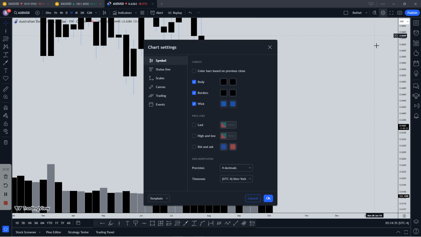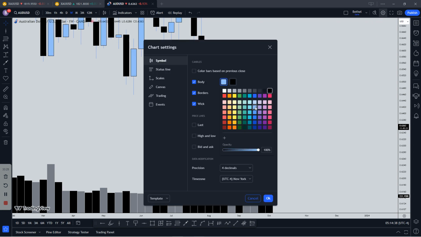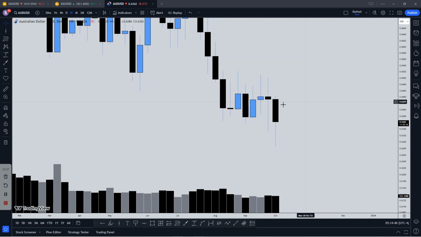What this means is, let me change this to blue so you can understand what I'm saying. So here, this one opened, this one closed up, because this one went up. The blue ones mean they went up. If they opened there, they went up and closed up. And the black one means if it closes below the price that it opened at, it will turn black. And if it closes above the price that it opened at, it will turn blue.